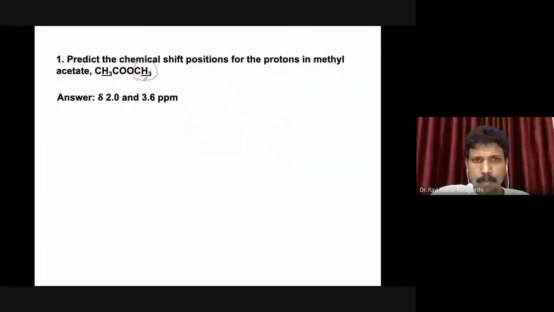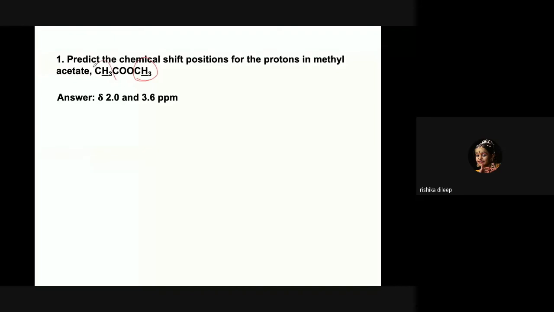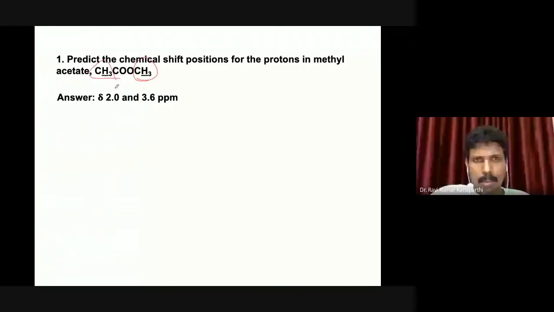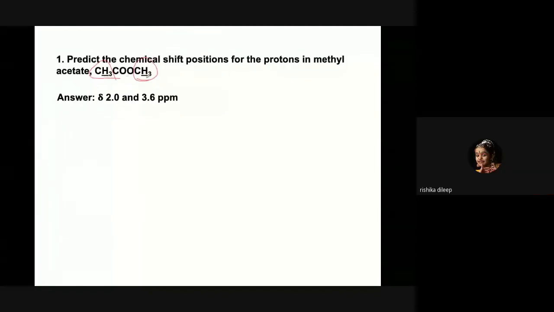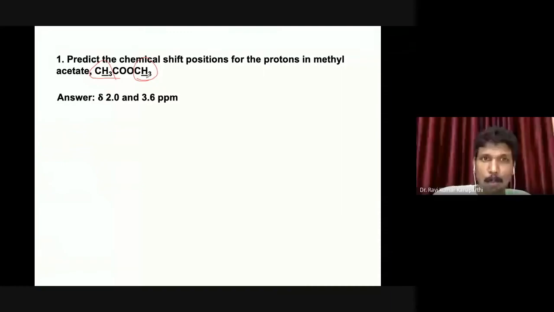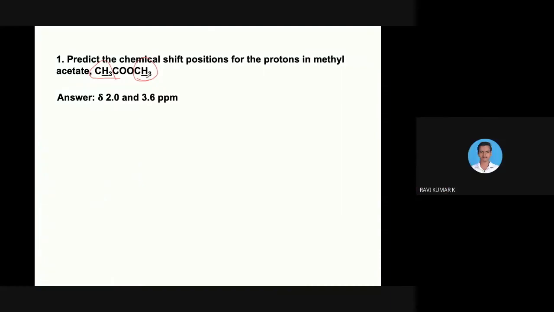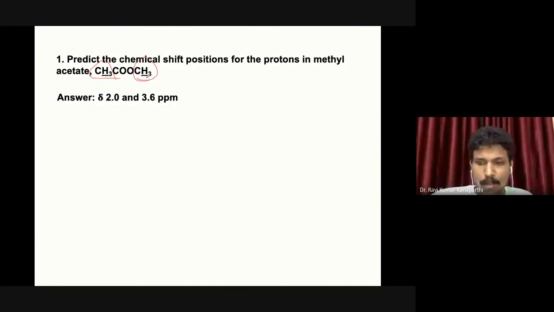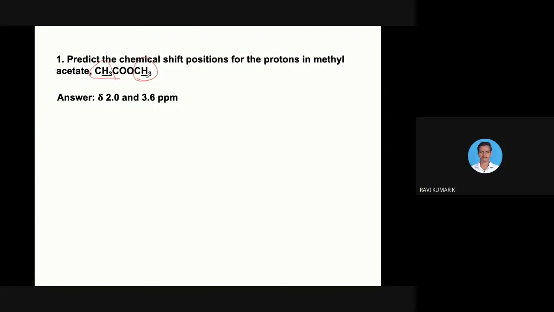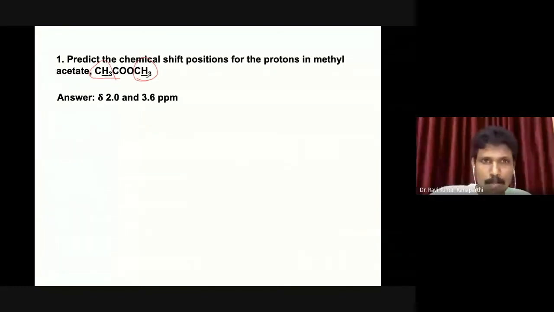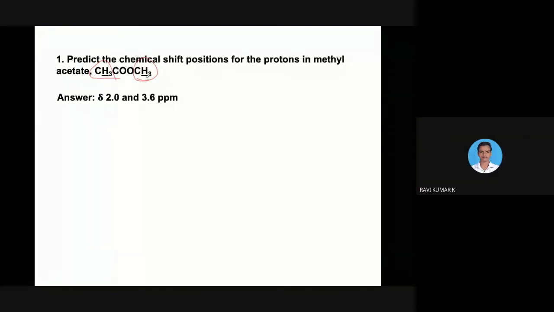2 is for this one. Left side proton or left side methyl proton or right side? You tell that way. 2 is for right and 3.6 for left. So any other answer from roll number 29? Sir, I also say the same answers. Who is roll number 29? Ravi Kumar. You also same? Yes, sir. Both are wrong.